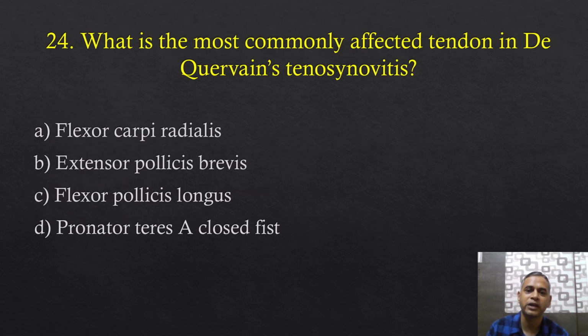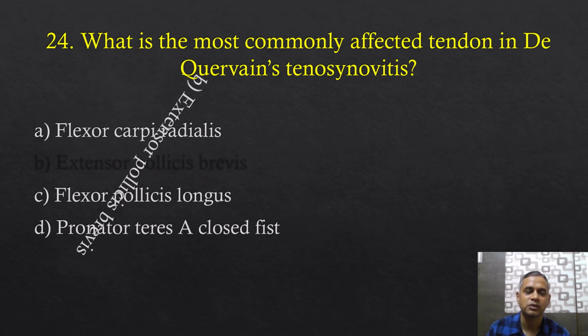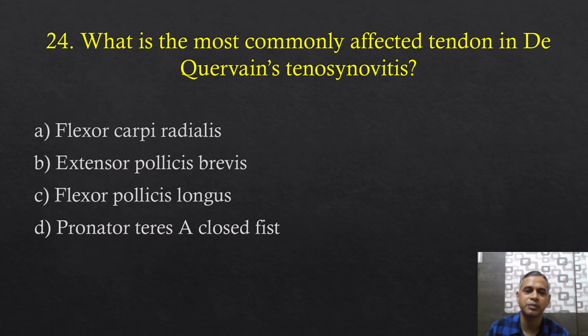Number 24. What is the most commonly affected tendon in de Quervain's tenosynovitis? A. Flexor carpi radialis. B. Extensor pollicis brevis. C. Flexor pollicis longus. D. Pronator teres, a closed fist. So the answer is extensor pollicis brevis.